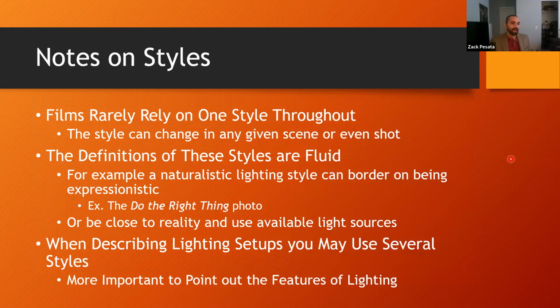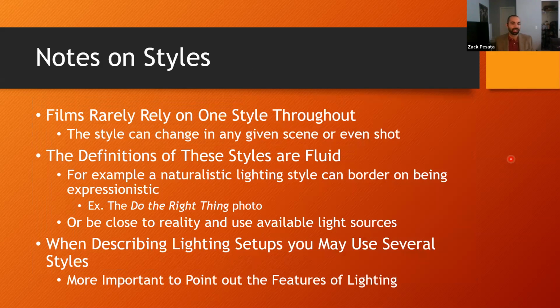So some notes on styles. Films rarely rely on one style throughout. The style can change in any given scene or given shot. The definition of these styles are fluid. So for example, the shot from Do the Right Thing with the strong light coming out from the window, that's somewhere between expressionistic and naturalistic. When describing lighting setups, you may use several styles. It's more important to point out the features of lighting.